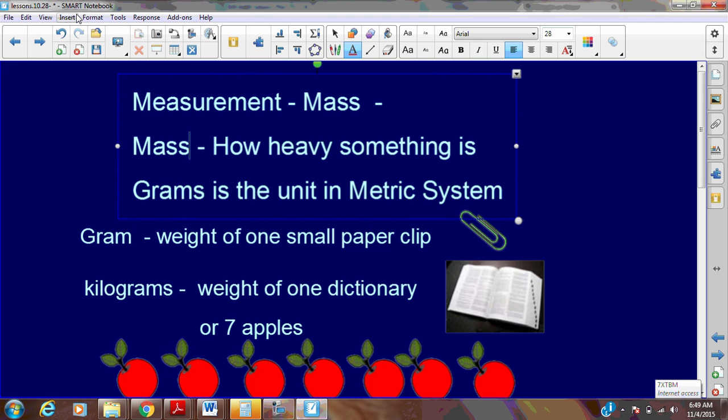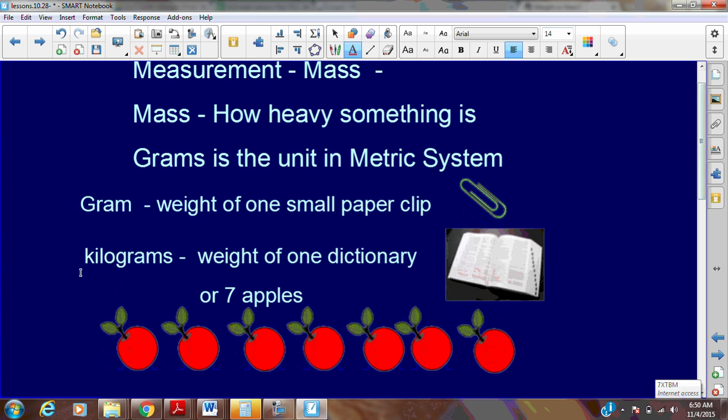Measurement. Today we're going to talk about mass. We've talked about length, and today we're talking about mass, which is how heavy something is when you weigh it on a scale. So the unit of measure used in the metric system is called grams. A gram, 1 gram, is the weight of one small paper clip or the cap of a pen. So a gram is a very, very light unit.